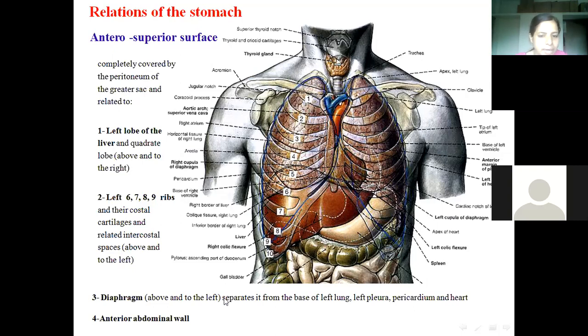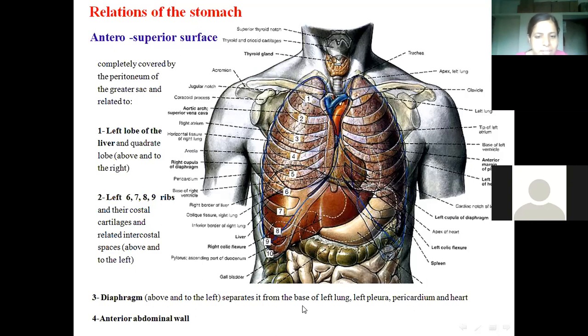So basically the diaphragm is separating it. The stomach is separated from the left lung and left pleura by the left dome of diaphragm. Not only that, in the middle you are seeing heart and pericardium also. So superiorly, the stomach is separated by this diaphragm. It is also separated from the heart and the pericardium.